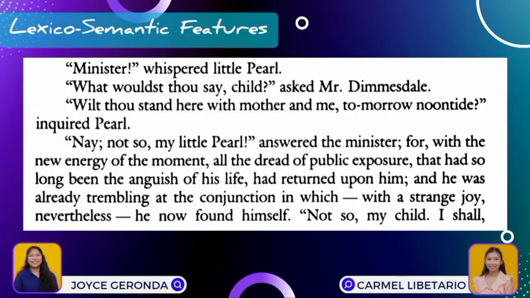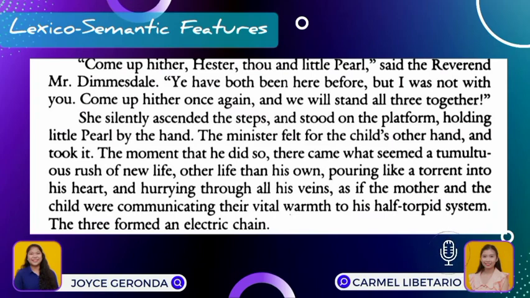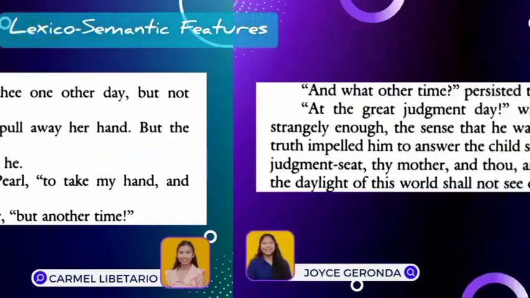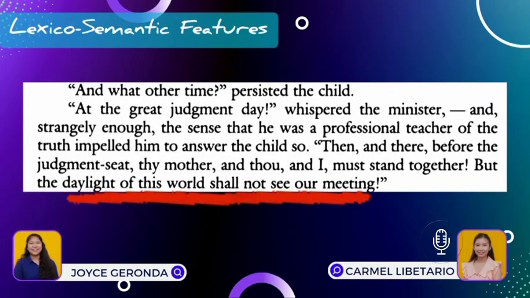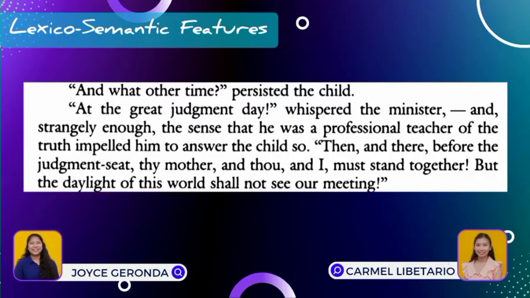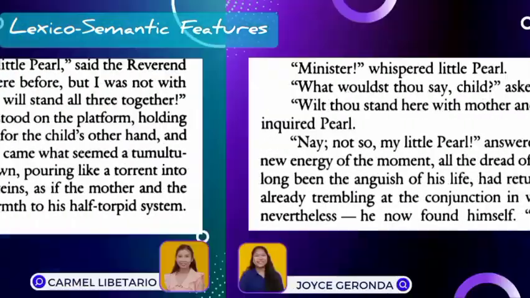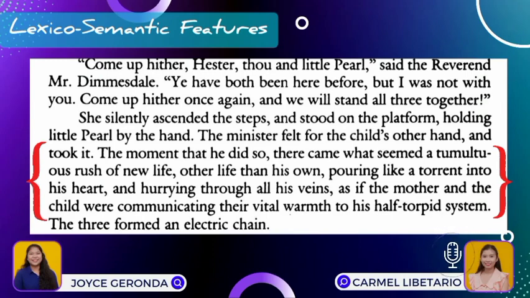That's correct. In this passage, figures of speech are used to convey different meanings. For example, "the tree formed an electric chain" is a metaphor that describes the sparkling connection of the three characters. "The daylight of this world shall not see our meeting" is a personification that conveys that people in this world shall not see them together. Sentence 6 is an imagery that incorporates figurative language to show how the mother and the child invigorate Mr. Dimmesdale. If we just read this passage deeply, we can understand how words are used to convey meaningful messages. That's true. Analyzing a text in the lexicosemantic is such a rewarding endeavor.